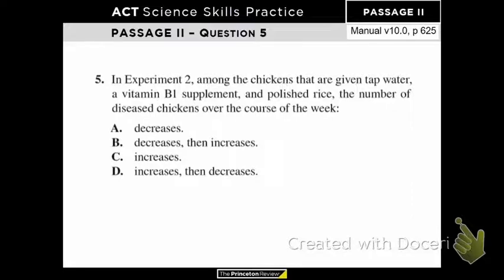Number 5, in experiment 2, among the chickens that are given tap water, a vitamin B1 supplement, and polished rice, the number of diseased chickens over the course of the week does what? So if you look back at table 2, we're looking for which group was given these 3 things. If you look, that ends up being group 5. And so then if you look back at table 3, what did we say happened with group 5? Well, it went up and then it went back down. So this would be D. It increased, but then it decreased.